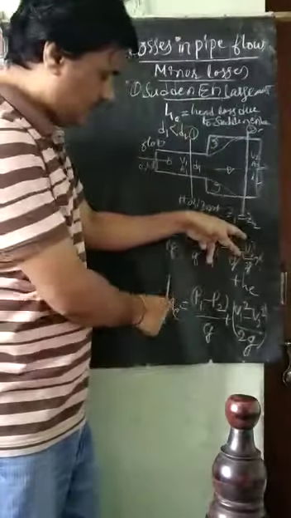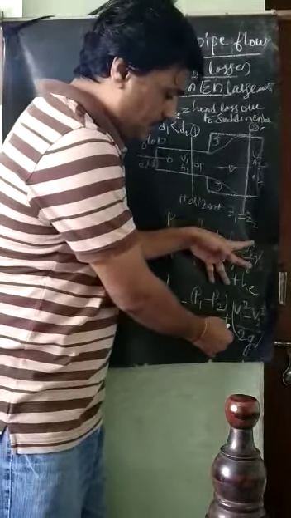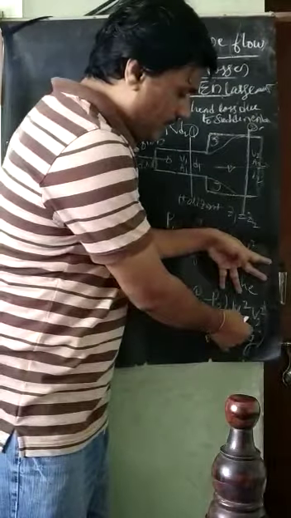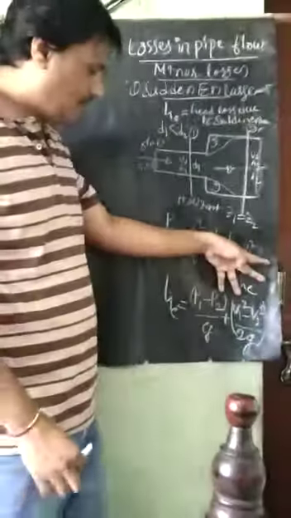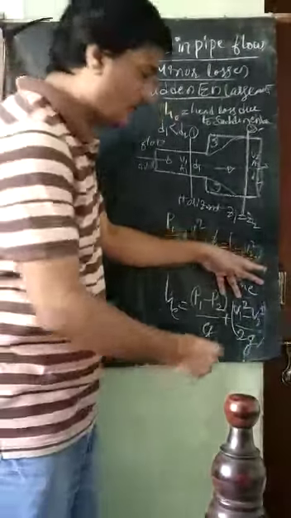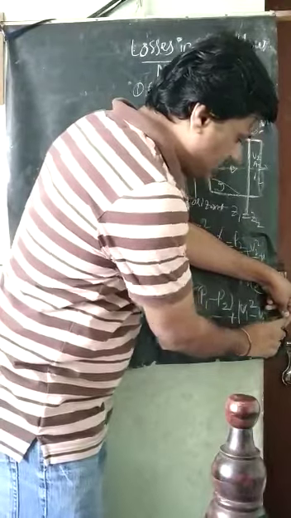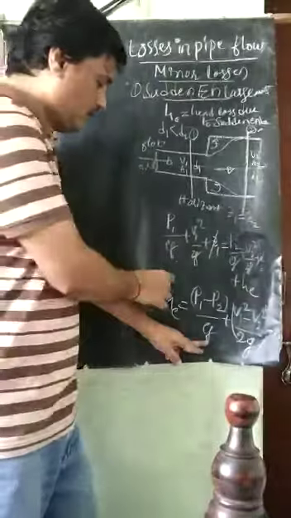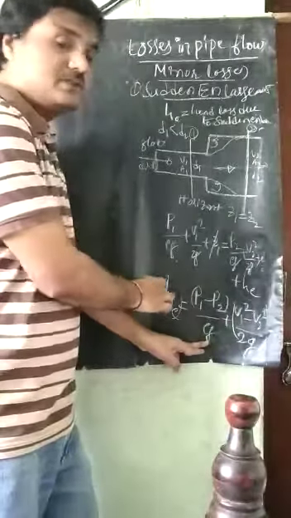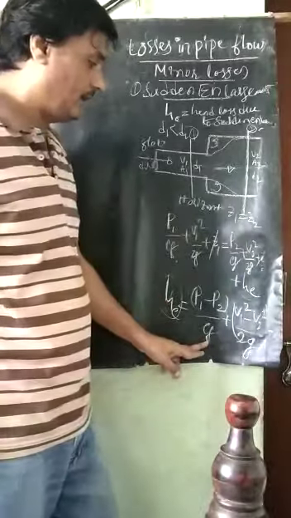So it is HE equal to (P1 minus P2) divided by rho g plus (V1 square minus V2 square) divided by 2g. This is the equation I am getting, so call this equation 1. At the last this equation is required, because we are deriving the equation for the head loss due to the sudden enlargement.